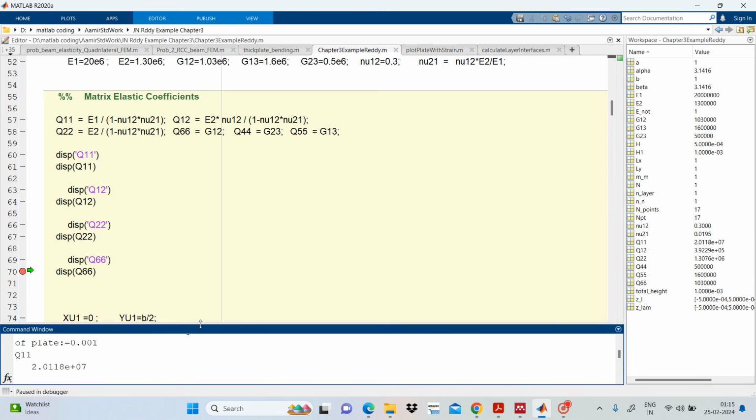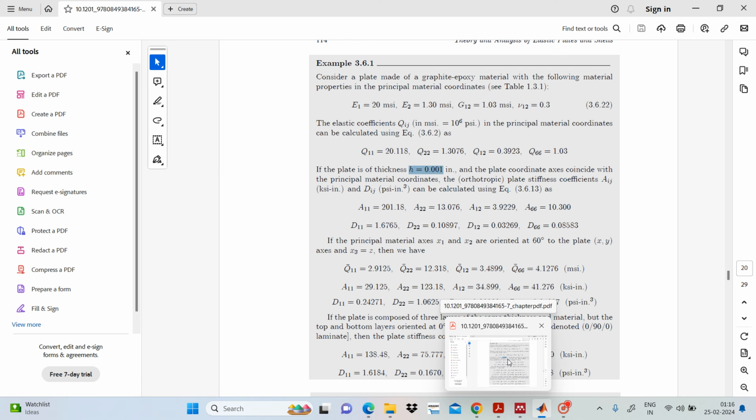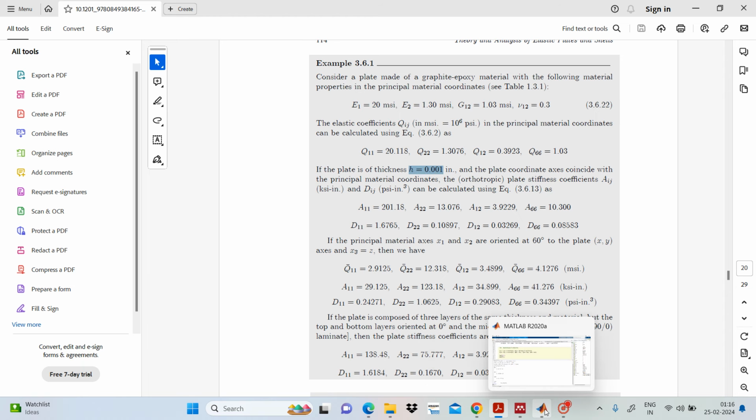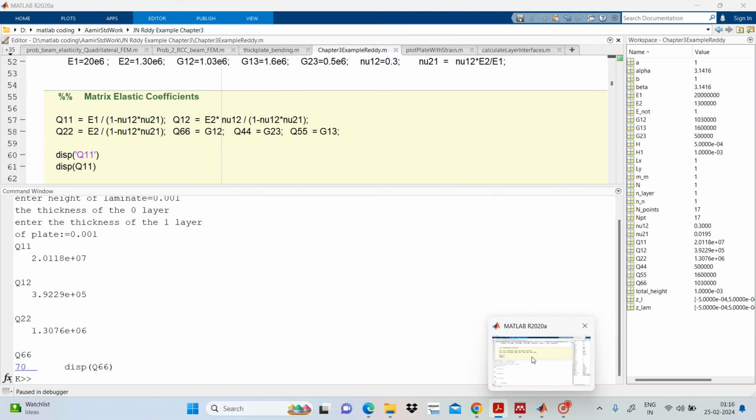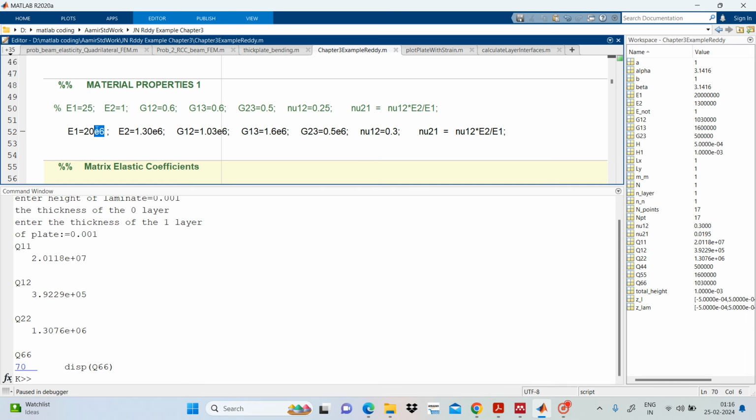Let us just enlarge it. And the first value Q11 is 2.0118 into 10 to the power 7. Let's see in the book. Okay, so 20.118 means it is completely matching, because it is given in MSI and we have already converted into PSI because we have multiplied it by 10 to the power 6, E6. So therefore we are getting this value.